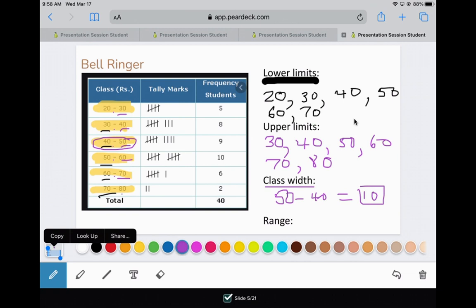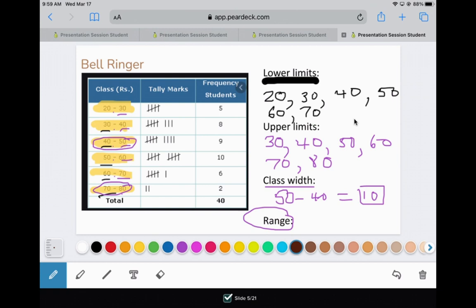Now, if you chose a different class to do the subtraction, it's going to work out the same way. So let's say if you chose this one, 80 minus 70 will give you 10. So it doesn't matter which class that you chose, it's going to give you the same values. So for the class width, I don't care which one, pick one and subtract, and that will give you the number. Most of the time, I will use the smallest one because I like to use smaller numbers. But if you have a calculator, then that's not going to be a problem.